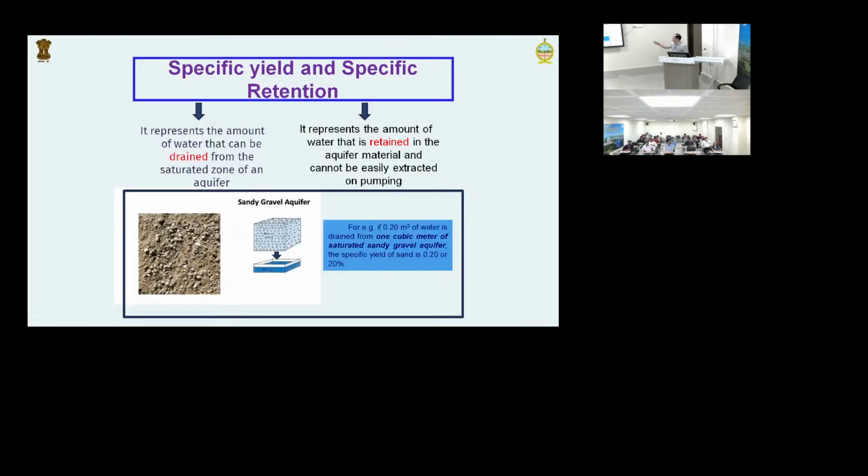So coming to the next, that is specific yield and specific retention. Specific yield represents the amount of water that can be drained from the saturated zone of an aquifer. And specific retention represents the amount of water that is retained in the aquifer material and cannot be extracted, or not easily extracted, on pumping. So I think if you go to the next slide, you will better understand.